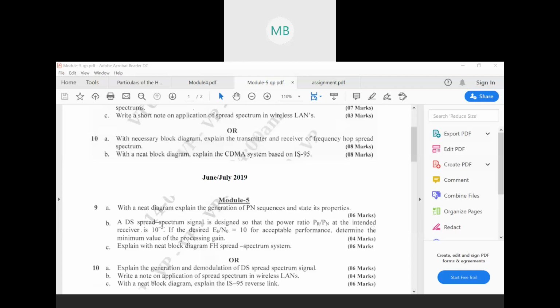Next 9C question, explain with neat block diagram frequency hopped spread spectrum system. Again, draw the transmitter and receiver section of frequency hopped spread spectrum system. Draw the frequency pattern and explain the operation of each block. So it is for 6 marks.